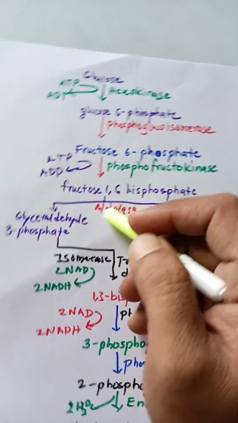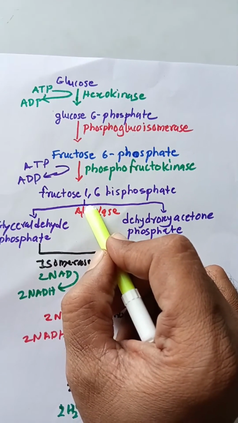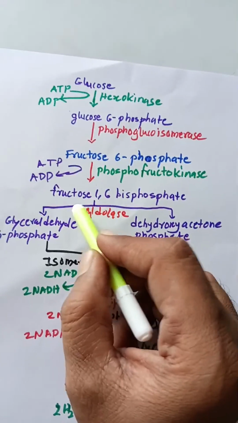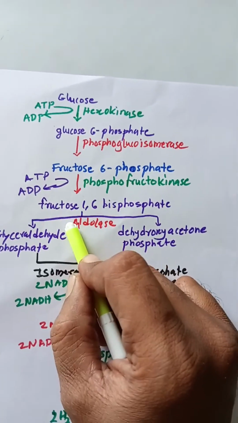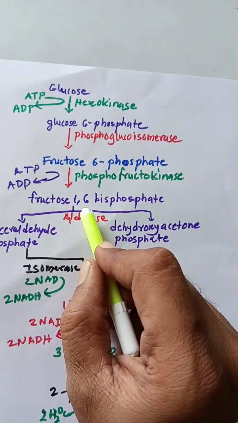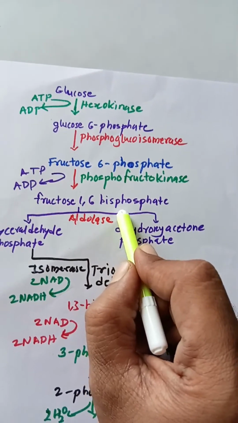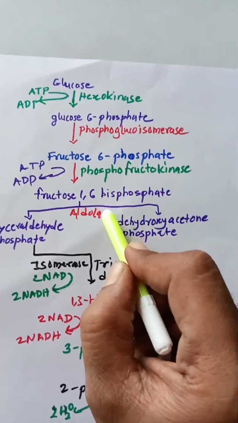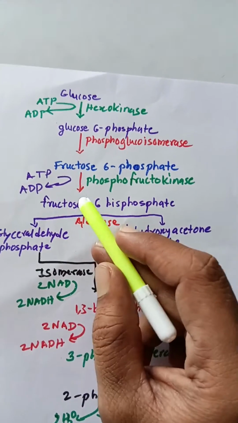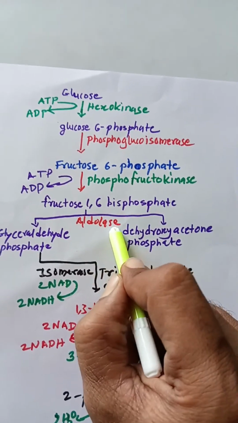Then you race to Egypt, and when you reach Egypt, the Egyptian people welcome you with fructose, and they give you 16 matchsticks in 2 sets. 16 means 1,6, 2 sets means bis, and matchsticks means phosphate. And they give you one doll: aldo. So fructose 1,6-bisphosphate, and a doll, aldolase.